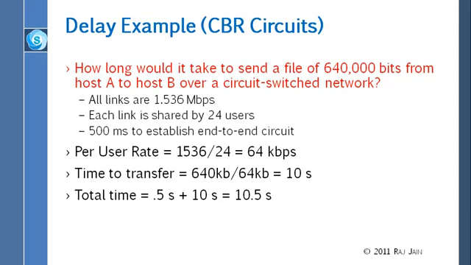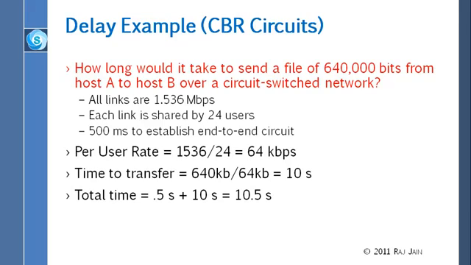Here's an example. We want to send 640,000 bits over a circuit switch network, and all the links are 1.536 megabits per second. Each link is shared by 24 users and it takes 500 milliseconds to establish the end-to-end circuit. Since this is a circuit switch network, just like a phone network, before you can send your first bit, you have to set up the circuit. That takes 500 milliseconds.